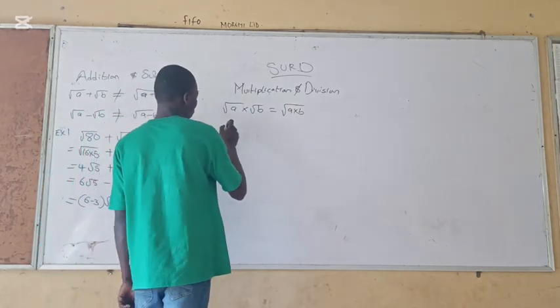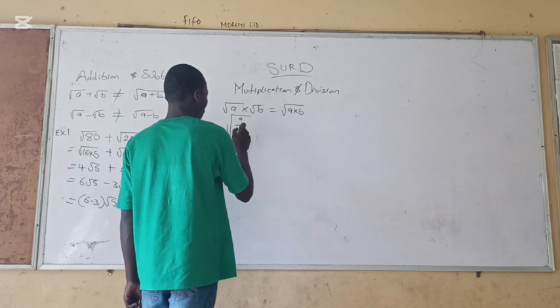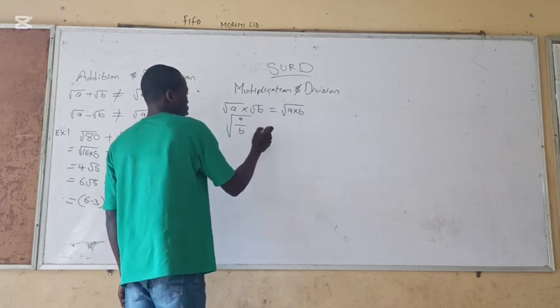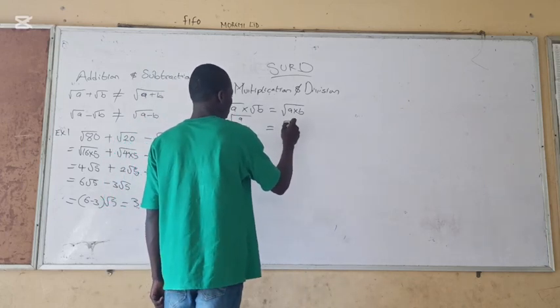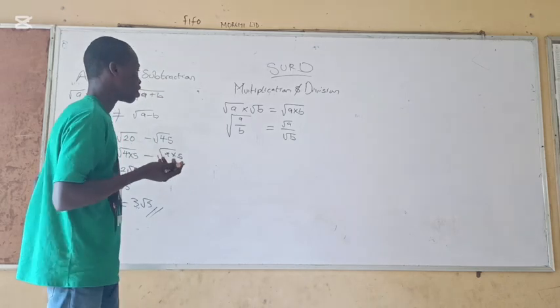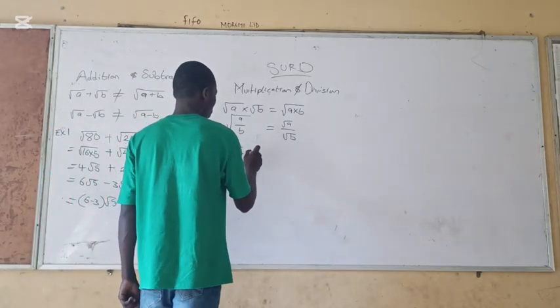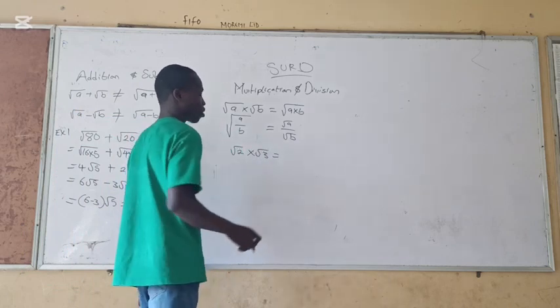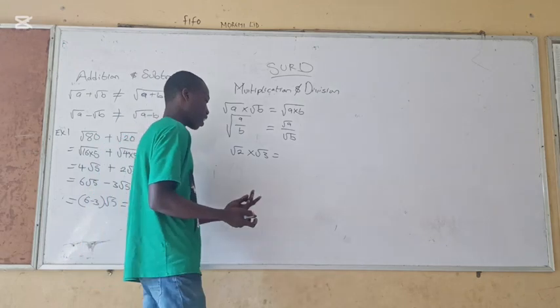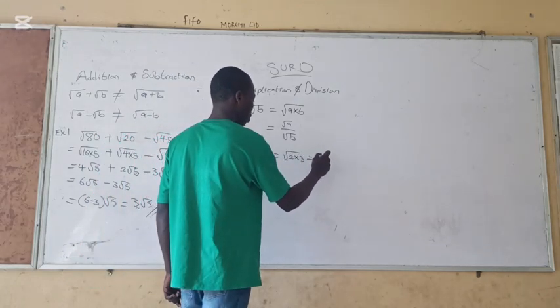And for the division, you have root a divided by b, which is equal to root a over root b. Now let's solve the questions under this. For instance, you have root 2 multiplied by root 3. You can write this as root 2 multiplied by 3, which is equal to root 6.